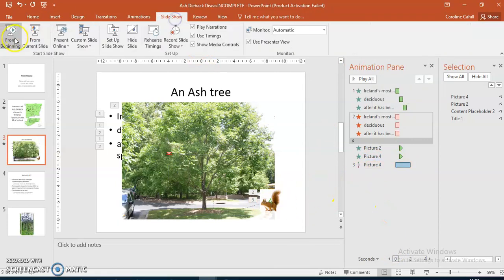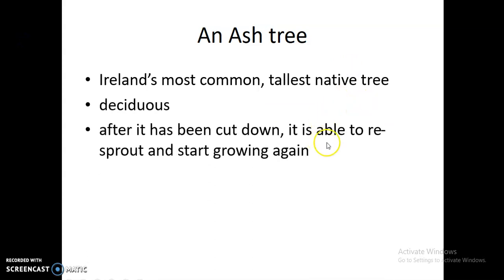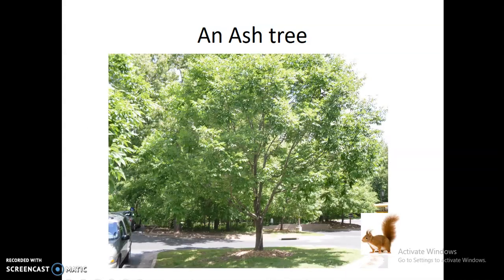So maybe I might be saying, there's my current slide. I'm going to talk about all of these, tallest, deciduous, when it can sprout and start growing again. As you might know, if you have ash trees around, they appear everywhere. Then it exits and the other one appears automatically along with your squirrel. You can decide this maybe is after the big tree.